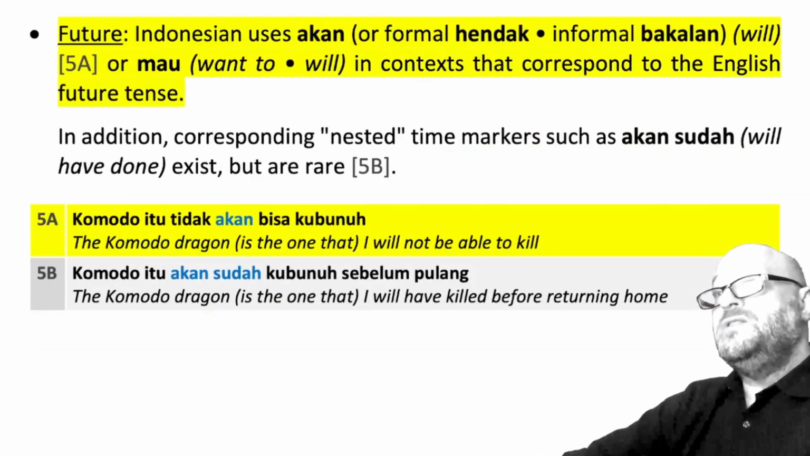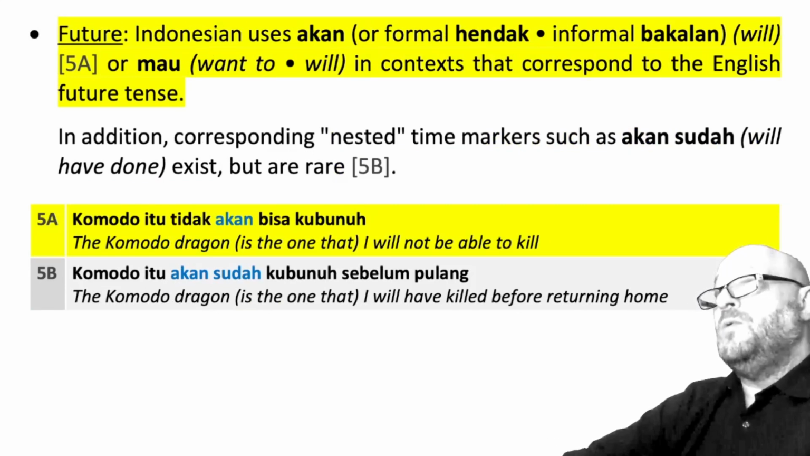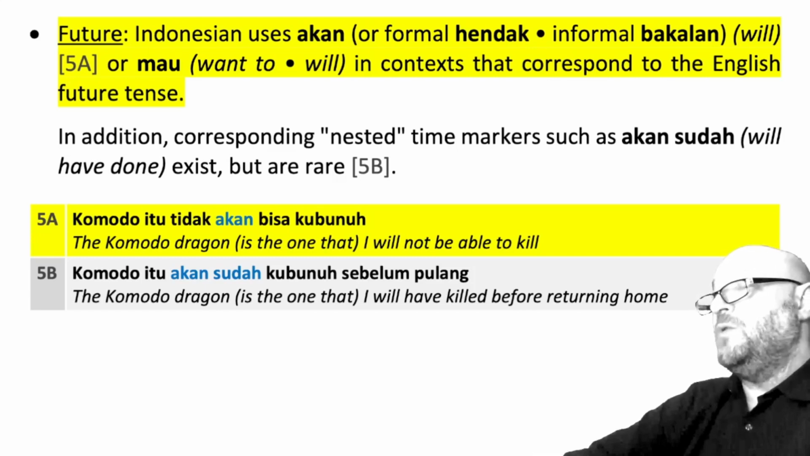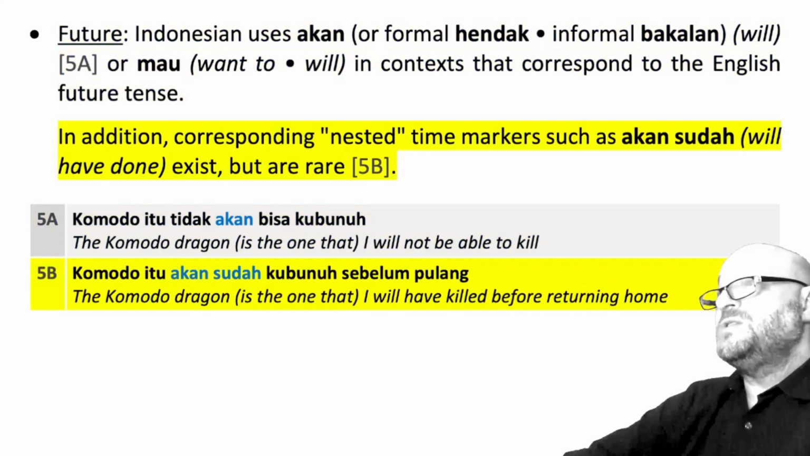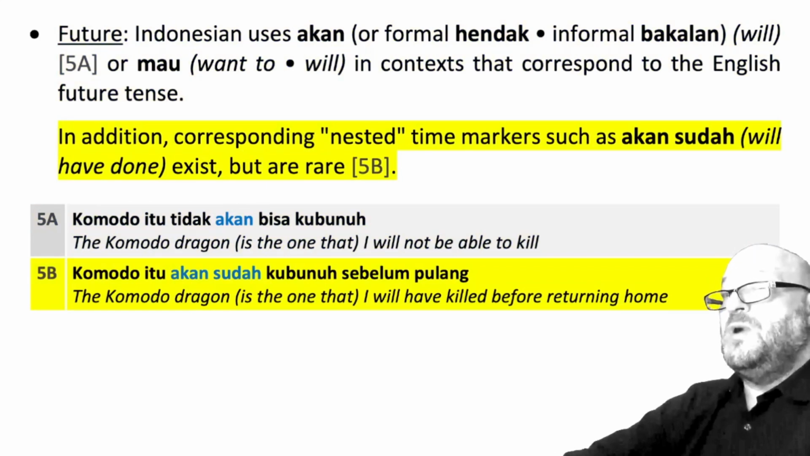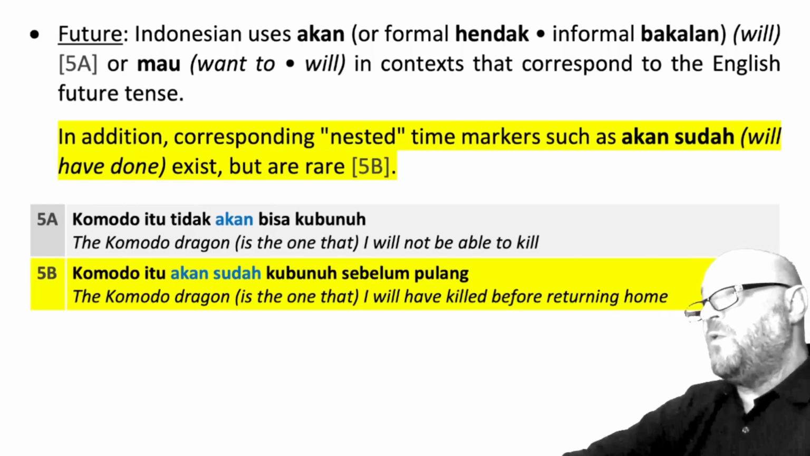Future. Indonesian uses akan, formal hendak, informal bakalan, bakal, or mau, in contexts that correspond to the English future tense. Example 5a, Komodo itu tidak akan bisa kubunuh. The Komodo dragon is the one that I will not be able to kill. In addition, corresponding nested time markers such as akan sudah, will have done, exist but are rare. Example 5b, Komodo itu akan sudah kubunuh sebelum pulang. The Komodo dragon is the one that I will have killed before I will return home.